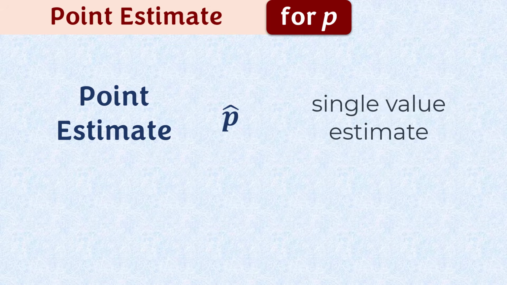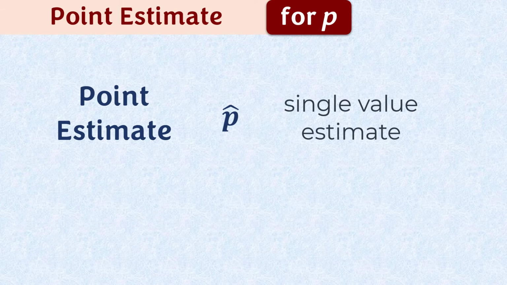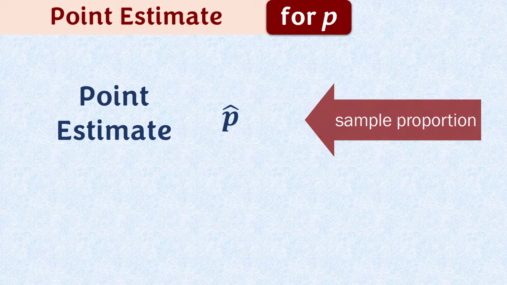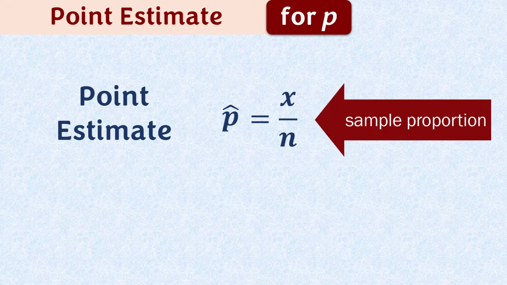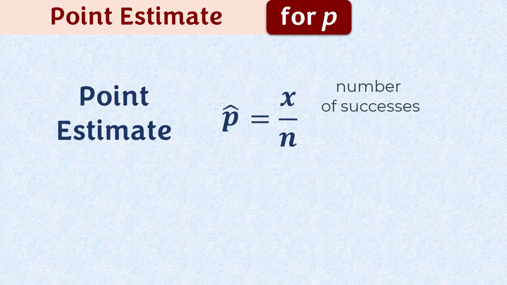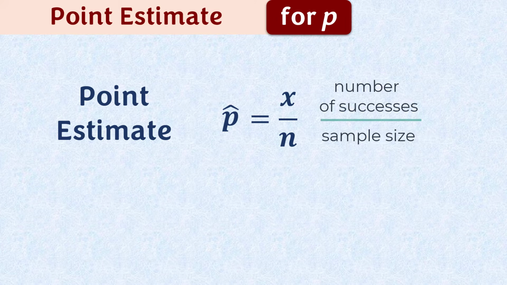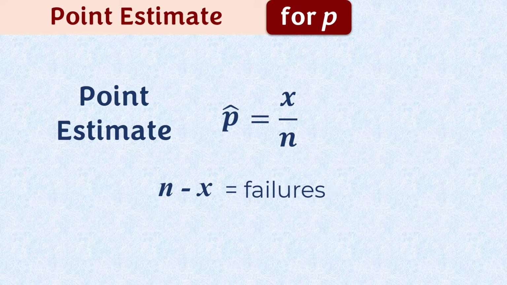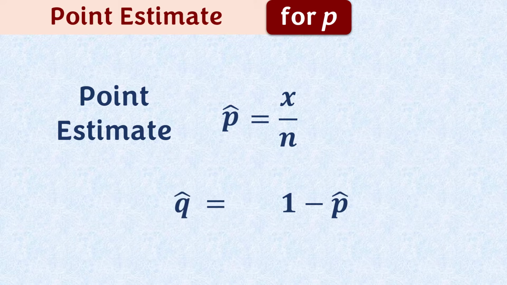A point estimate, that is, a single value estimate for the unknown population proportion, is the value of the sample proportion p hat, which is defined by x over n, where x is the number of successes in a sample of size n. The remaining n minus x are considered failures. The sample proportion of failures, 1 minus p hat, is often denoted as q hat.